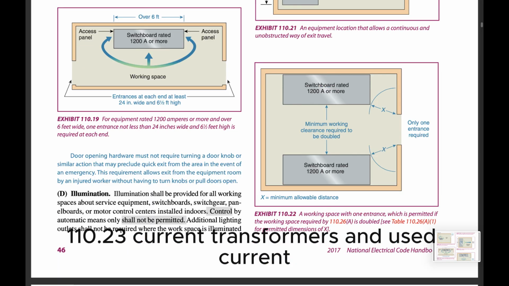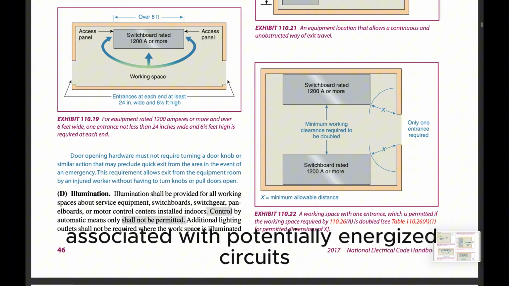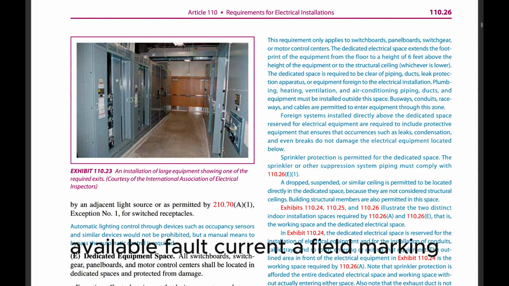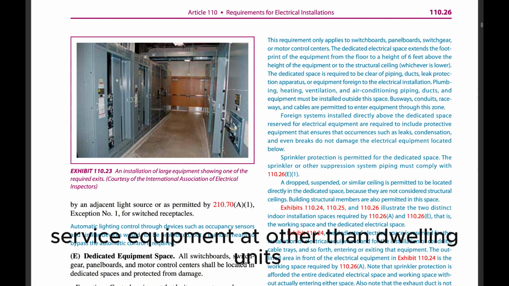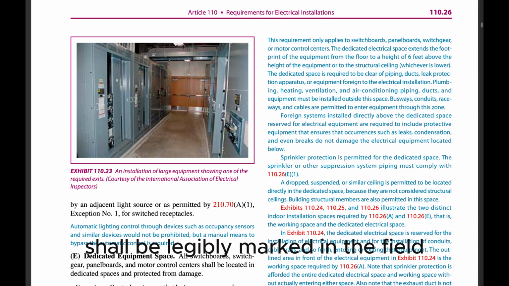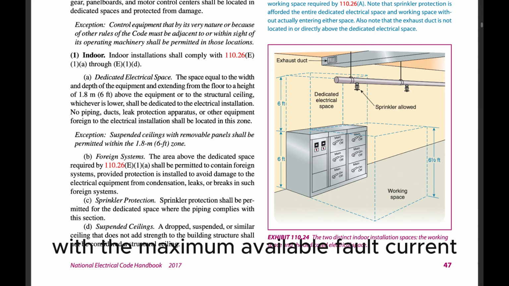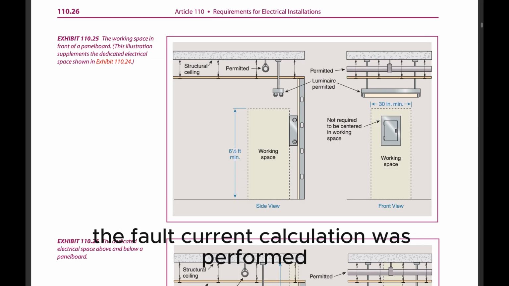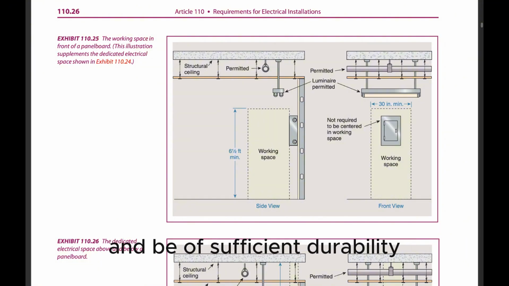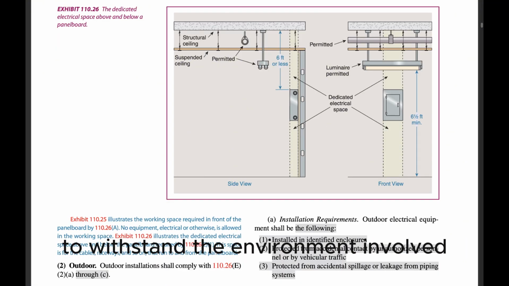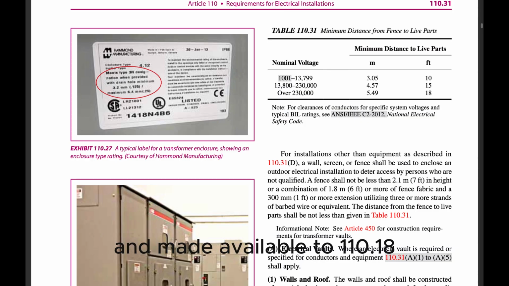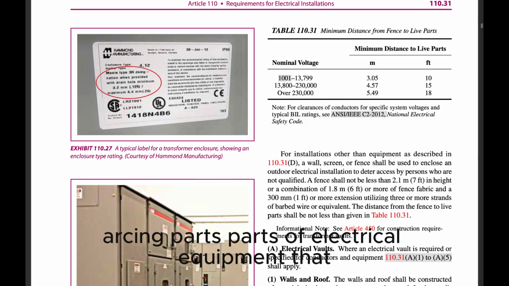110.23 Current transformers. Unused current transformers associated with potentially energized circuits shall be short-circuited. 110.24 Available fault current. A. Field marking. Service equipment at other than dwelling units shall be legibly marked in the field with the maximum available fault current. The field marking(s) shall include the date the fault current calculation was performed and be of sufficient durability to withstand the environment involved. The calculation shall be documented and made available to those authorized to design, install, inspect, maintain, or operate the system.